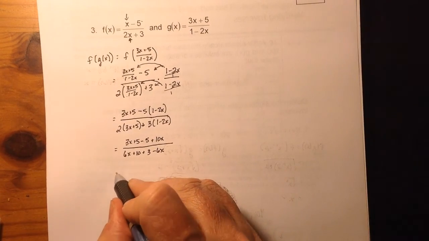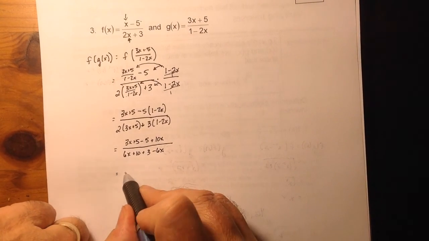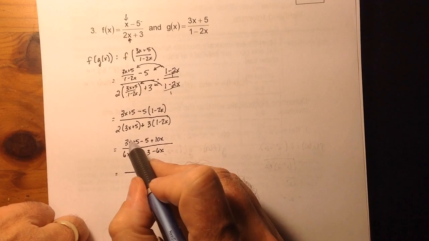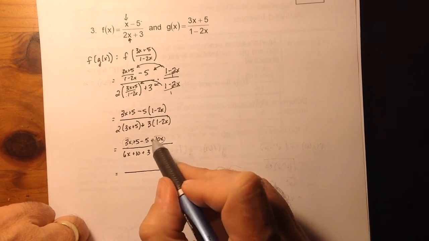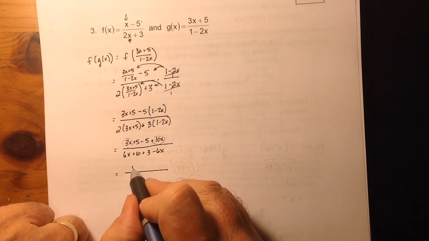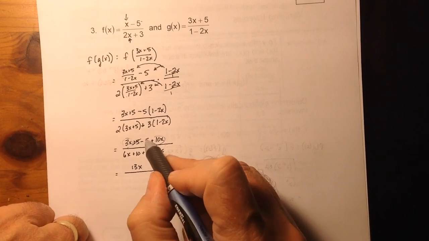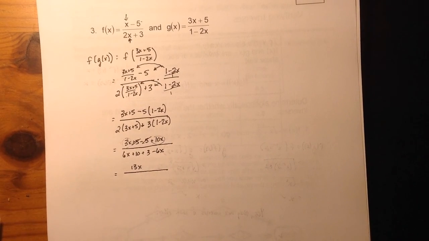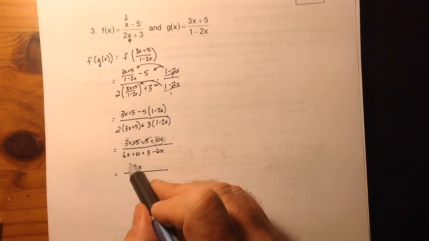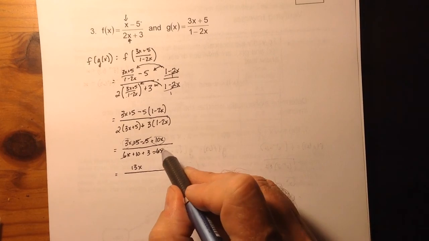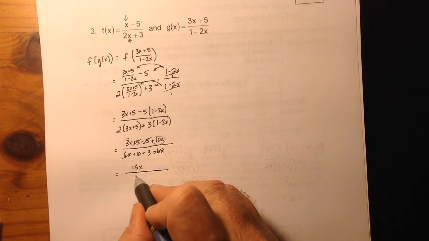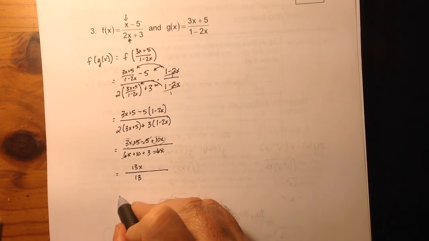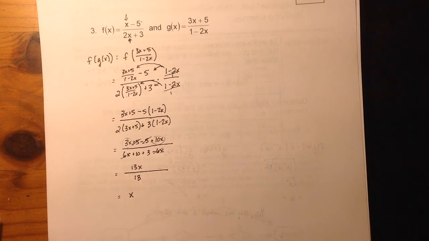Alright, let's gather like terms. On top, I've got 3x plus 10x, that's 13x. And then the plus 5 minus 5 are just going to cancel out. On the bottom, my x's cancel. 6x minus 6x cancels. I've got 10 plus 3 is 13. 13x divided by 13 is x. So that does work. Alright, that does work. So let's work it the other way.